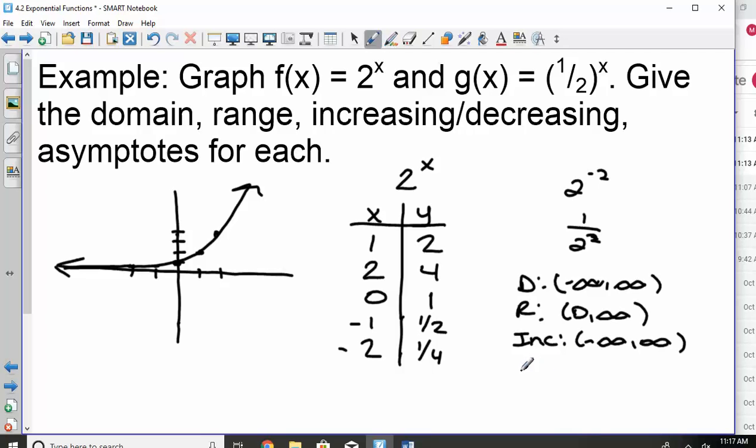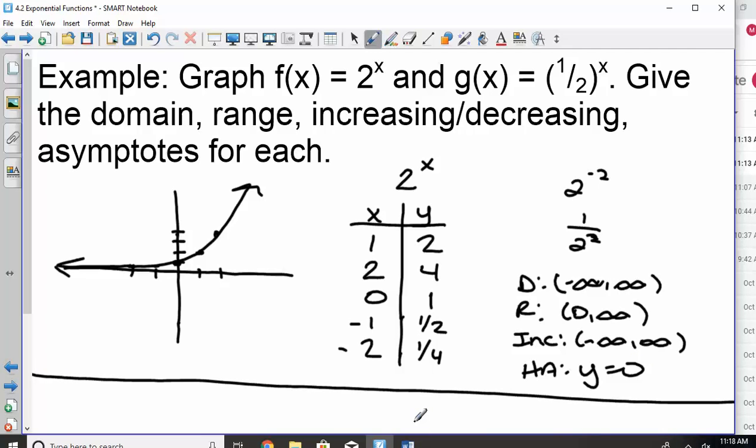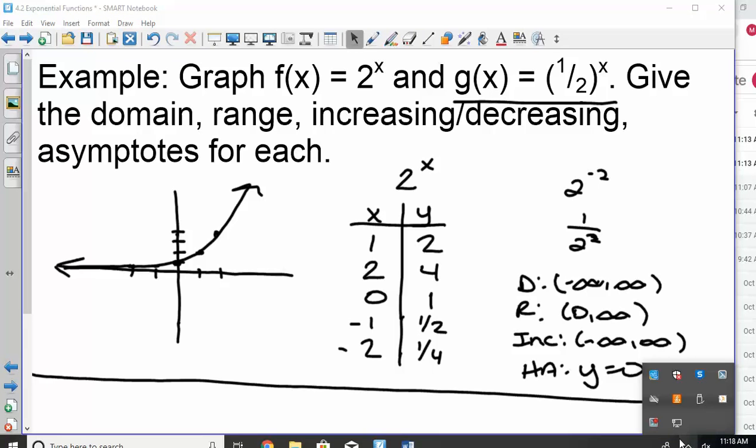What kind of asymptotes do we have? Horizontal. What would be the equation of that asymptote? Horizontal would be y equals 0. Okay. I would like for you guys to try the g of x equals 1/2 to the x. So graph it and then answer them.